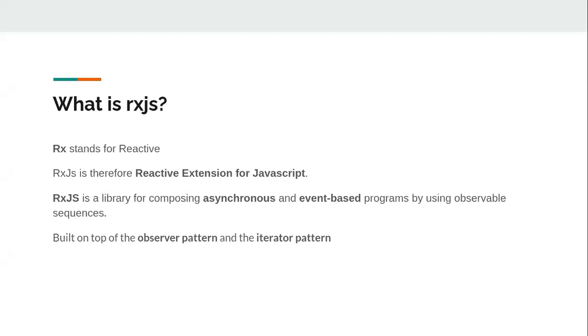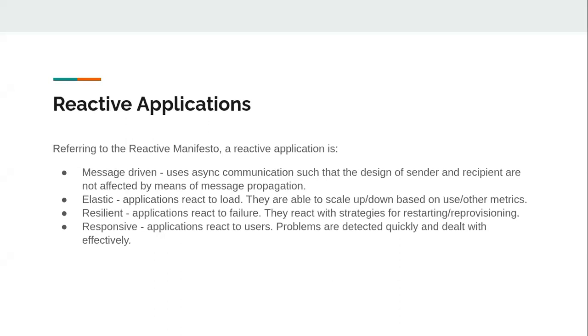So let's look at what a reactive application is. According to the reactive manifesto, a reactive application is four things. One, it's message driven. Two, it's elastic. Three, it's resilient. And four, it's responsive. Now, what do we mean by message driven? By message driven, we mean it's the data, not anything else, that drives these applications.